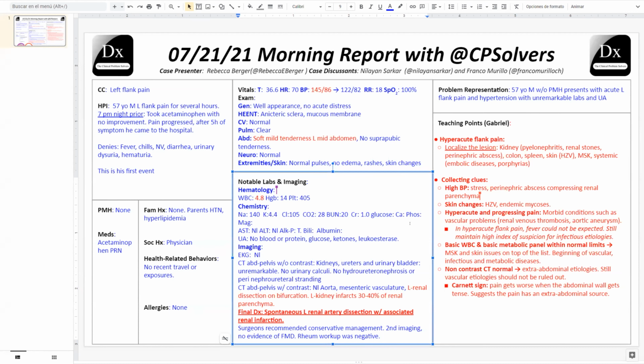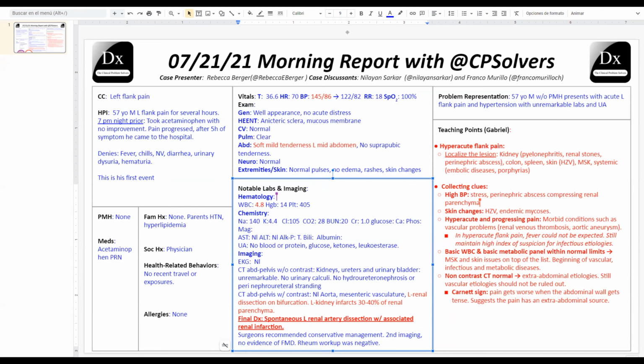Because of this nature, we want to think first of morbid conditions, such as vascular problems, for example renal venous thrombosis or aortic aneurysm, and we don't want to miss those. Since the pain is hyperacute, the fever, urinalysis, white blood cell count and basic metabolic panel could be normal, because this could represent the beginning of vascular infections and metabolic diseases. But at first we had musculoskeletal problems and skin issues at the top of our list. Then with a non-contrast CT that was normal, we started thinking this could be explained by extra-abdominal etiologies, but we still don't want to rule out vascular etiologies since they are very morbid.